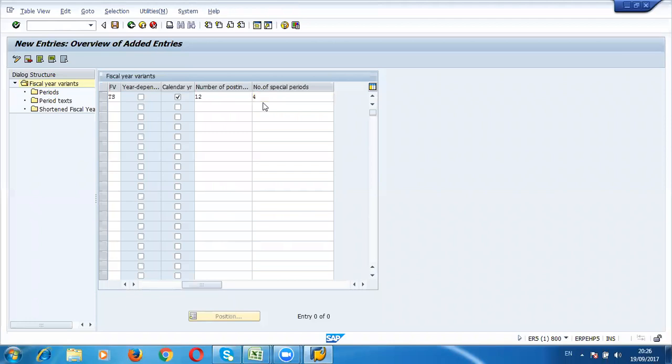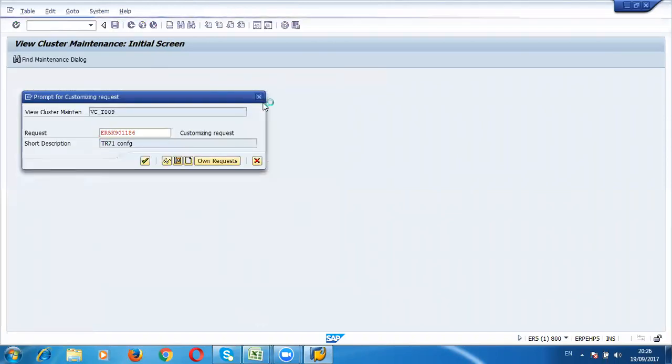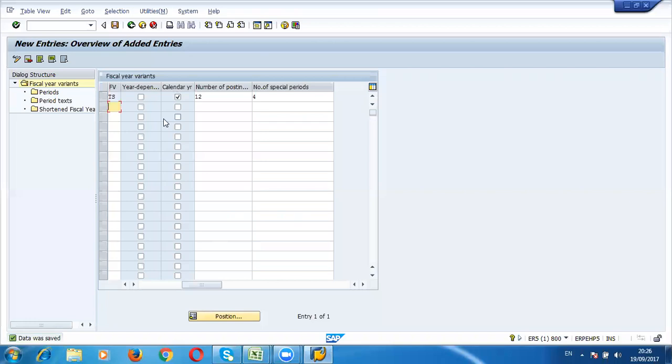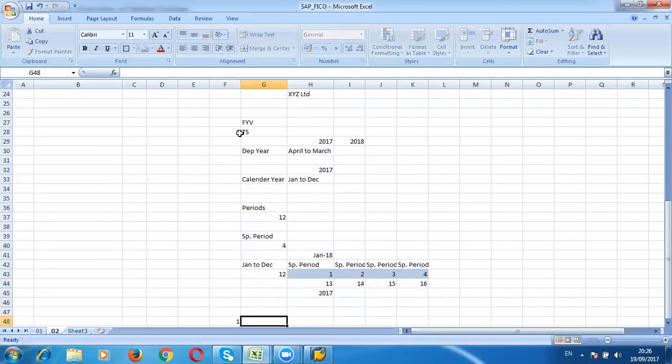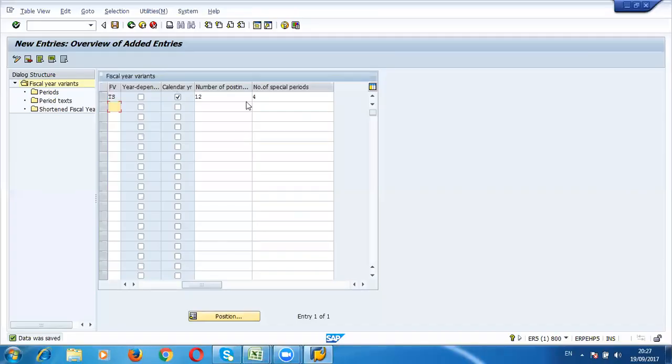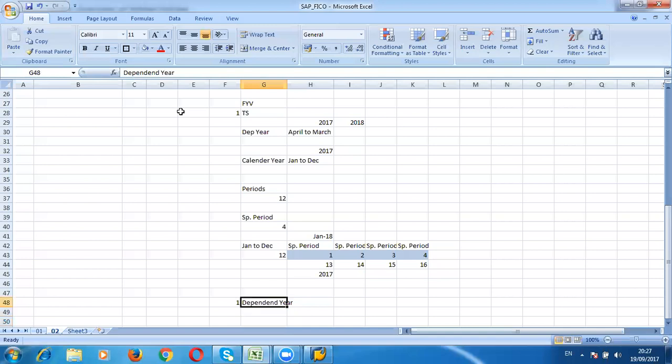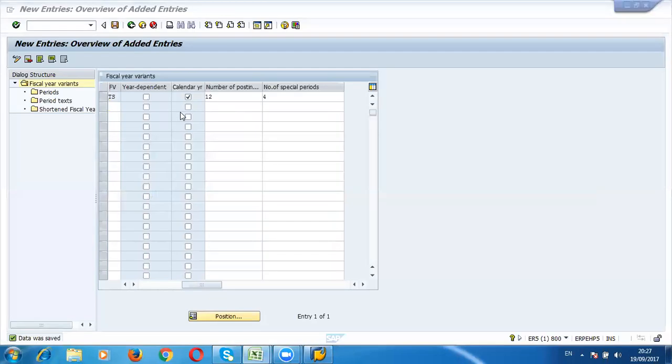So let's save it. It's done. That is very simple in the case of the calendar year. But if you have a dependent year, you need to make some more configuration. What is that configuration? I will show you.